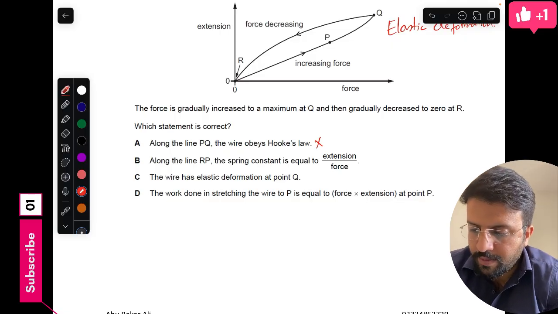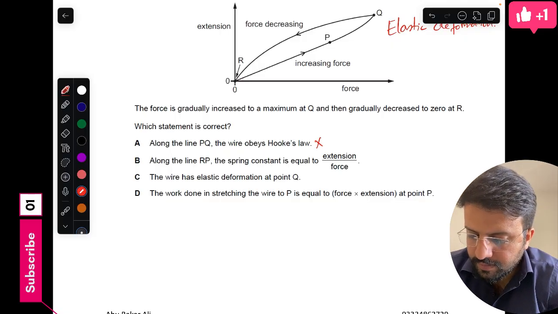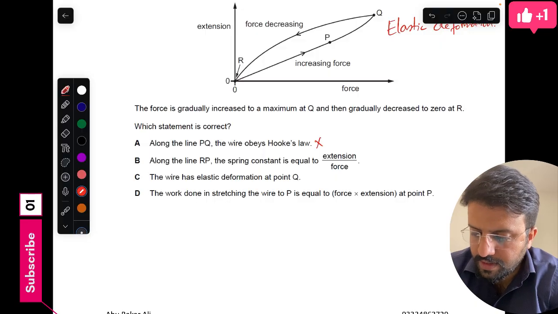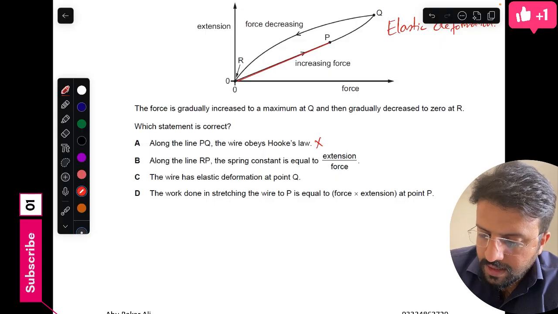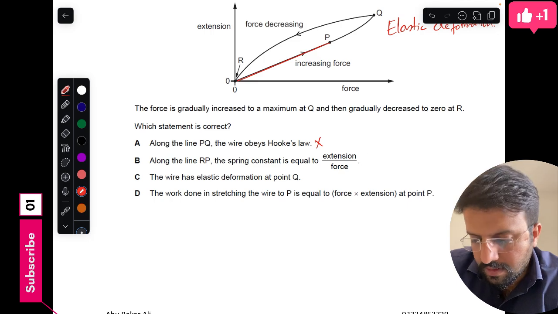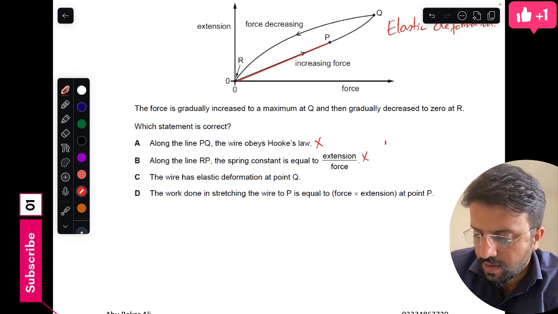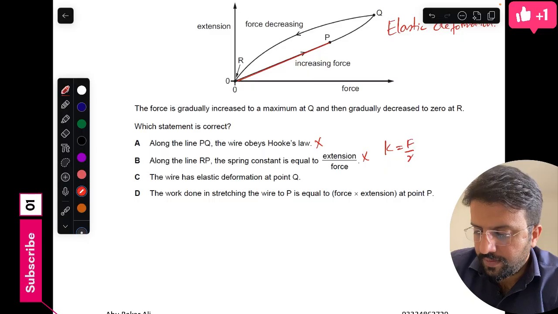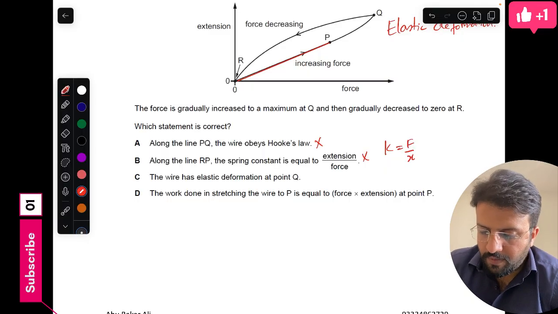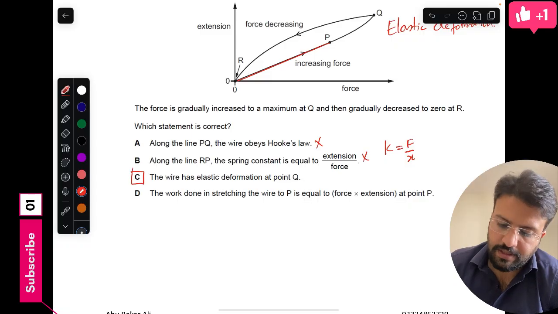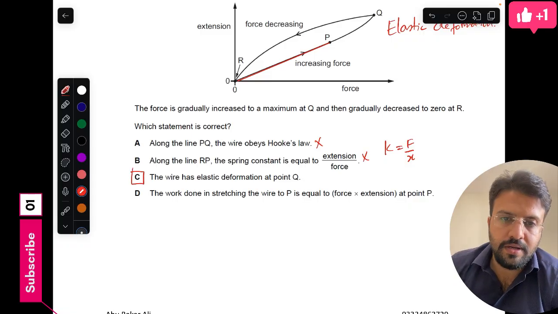Along the line RP, the spring constant is equal to extension over force. RP is a straight line, yes, but the spring constant is not extension over force. k is equal to force over extension. Next, the wire has elastic deformation. Yes, it is elastic deformation.